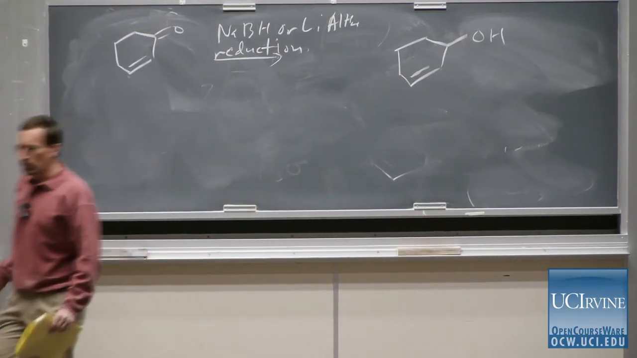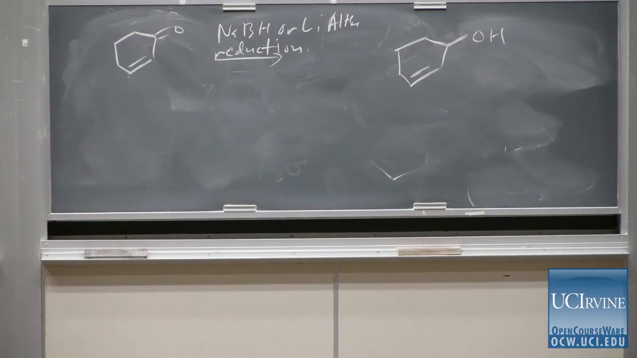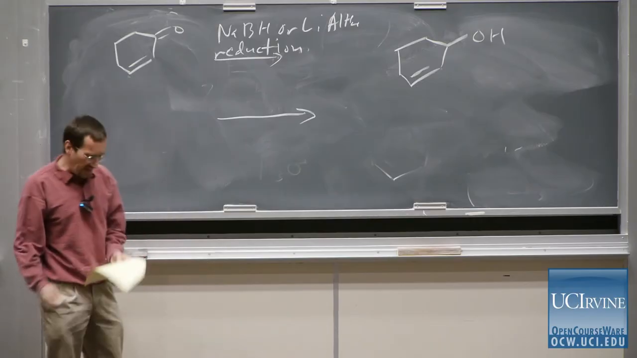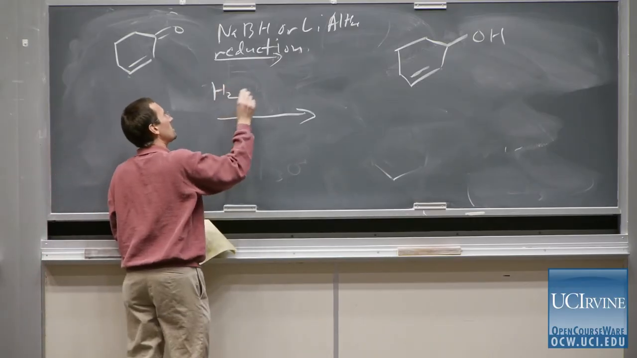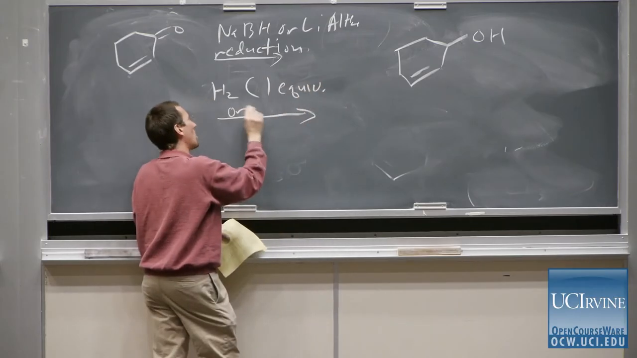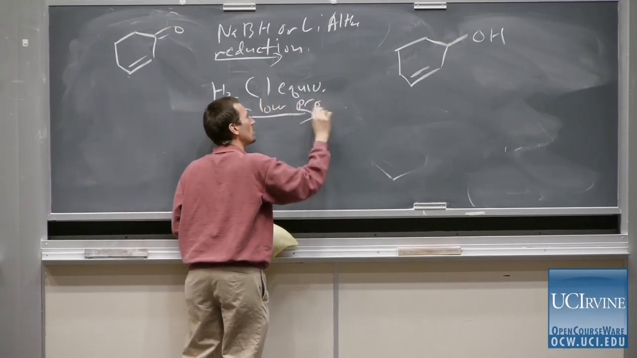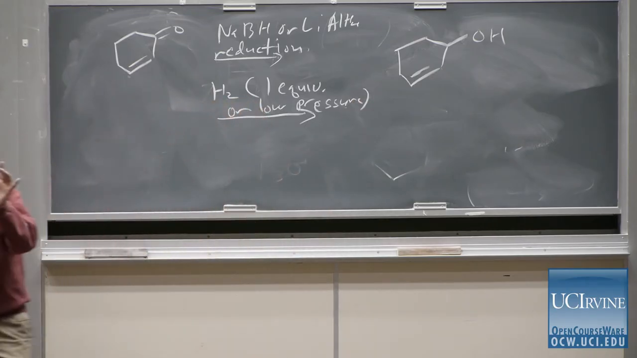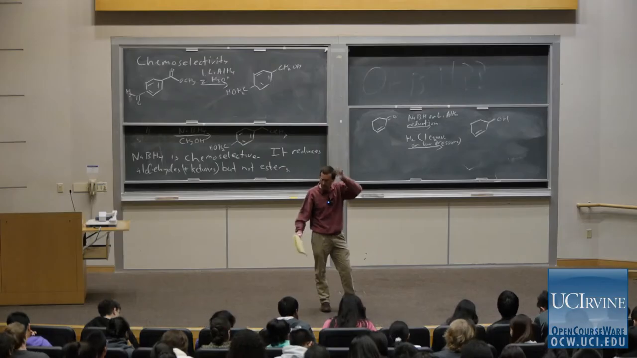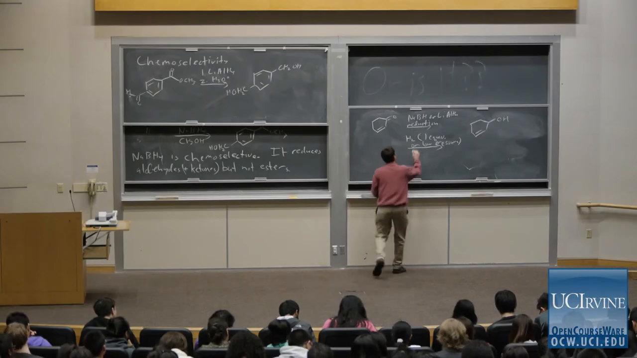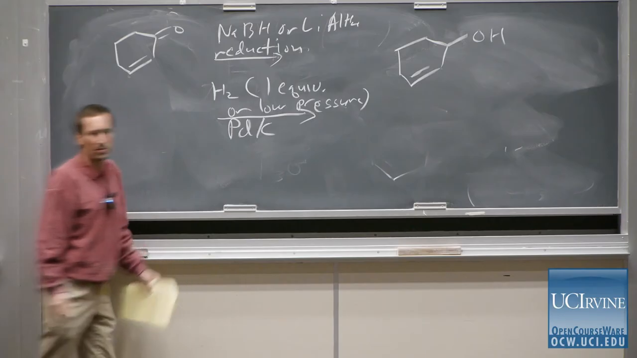These reagents are nucleophilic toward carbonyls. They add to the carbonyl group. If we take this same cyclohexenone and instead perform catalytic hydrogenation on it, your textbook writes one equivalent of hydrogen, and I will add or low pressure. In other words, the way you could do this reaction is either to control the amount of hydrogen that you're adding or carry out the hydrogenation quickly with just a balloon of hydrogen at atmospheric pressure, monitoring by TLC. And you do this in the presence of a palladium on carbon catalyst or a platinum catalyst.